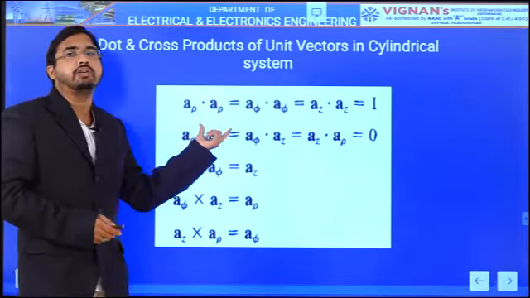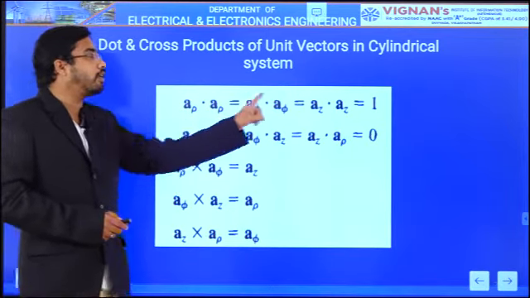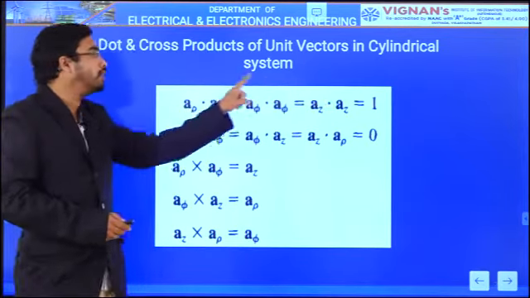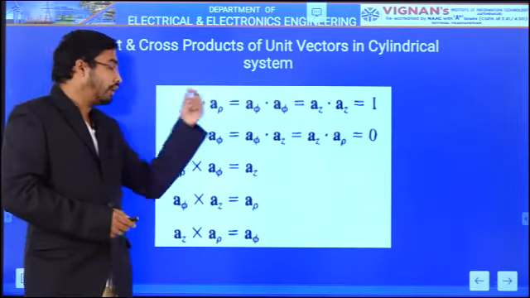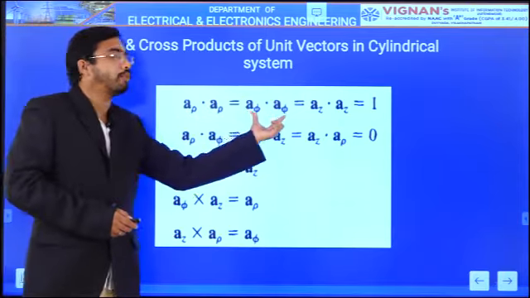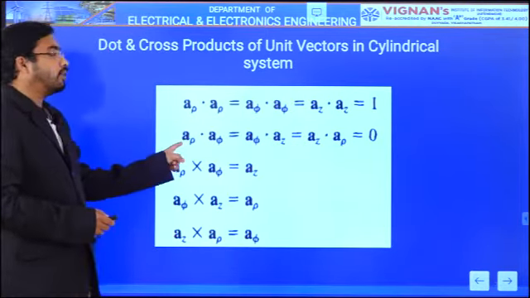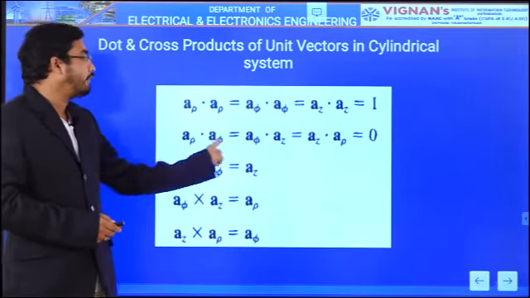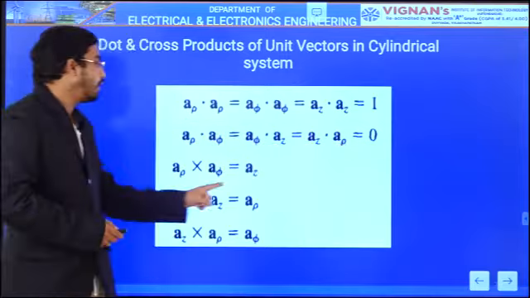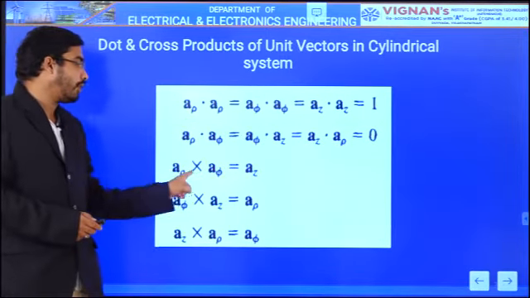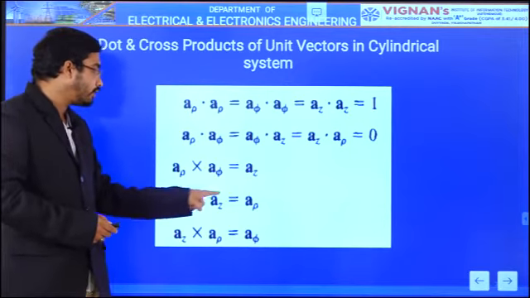As we already know, the dot product of two similar unit vectors is always equal to unity. That means a rho dot a rho, a phi dot a phi, two similar vectors' dot product is always equal to 1. But the dot product of two different unit vectors is always equal to 0. Next we can also see the cross product of two different vectors. We can observe these formulas.